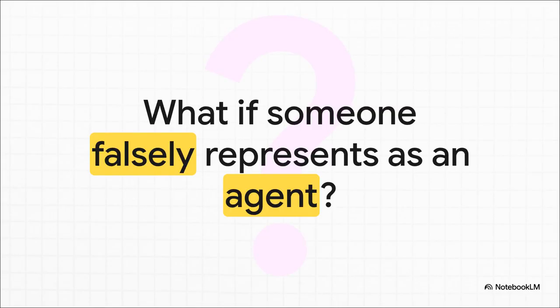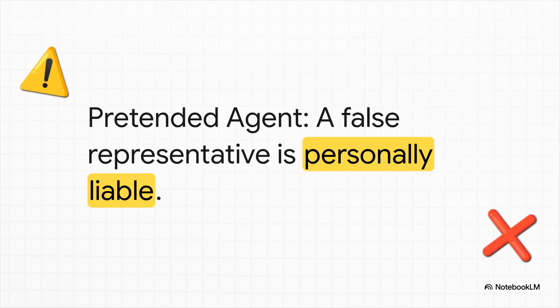I'm going to pause the lecture right here to ask you a strict probing question. What happens if a person falsely represents himself as an agent under Section 235? Think about this for a second. If someone lies about having authority and causes a third party to enter a contract, where does the penalty actually fall? Well, here is the definitive answer.